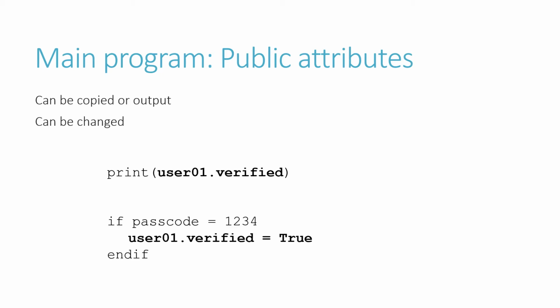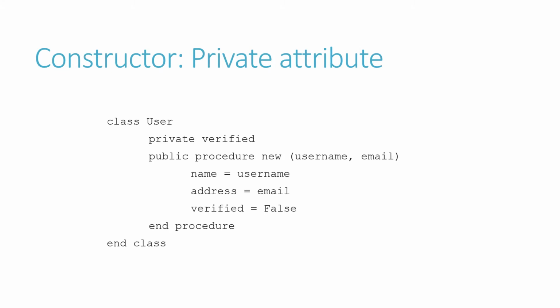So here's a little bit of code. If a passcode is entered as 1234, set verified to true. So these are examples of attributes that are being used freely in the main program. Now here's another example of a class definition in pseudocode. Can you see the difference? At the very top of the class definition, before the constructor, the program has specified that the verified attribute is private. That means it cannot be shown in the main program, and it cannot be altered in the main program.